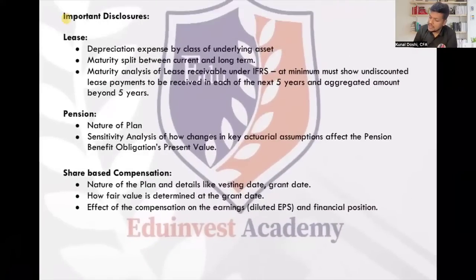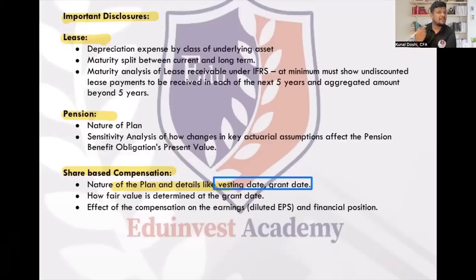Now, here are some of the important disclosures with regards to leasing, pension, and stock-based compensation. First, I'll discuss stock-based compensation. I need to know the nature of the plan and the details, like the vesting date or grant date. I don't need the price. I need the vesting date and the grant date. When can I vest it? When will the shares or options be allocated to me?